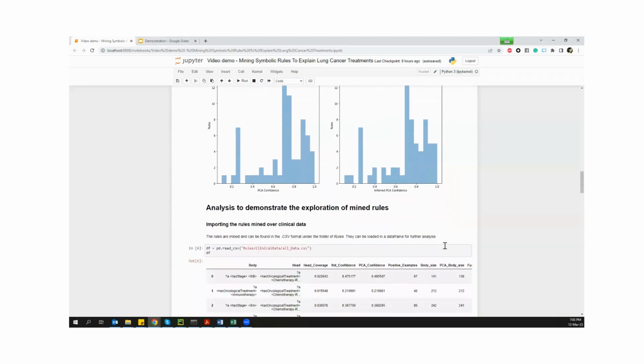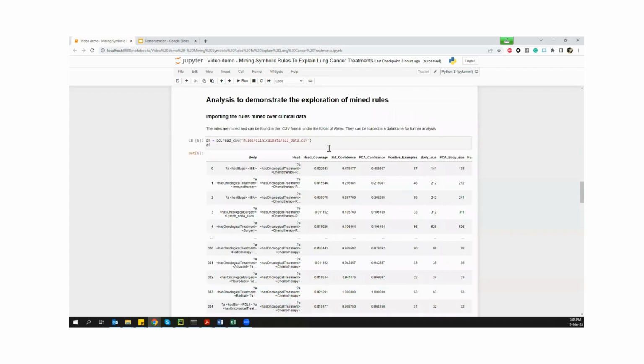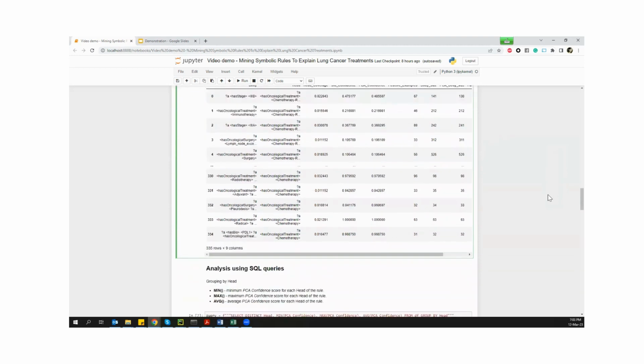Moving on further, in the second quadrant, SPARQL queries are used to analyze knowledge graphs in order to demonstrate use cases of clinical guideline violations, identifying data errors, and potential missing relationships in the knowledge graphs. This set of rules is also available under the rules folder in the GitHub repository.